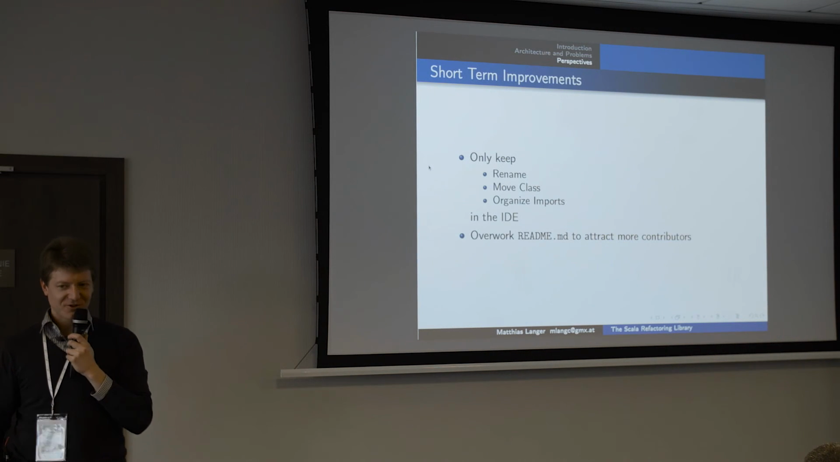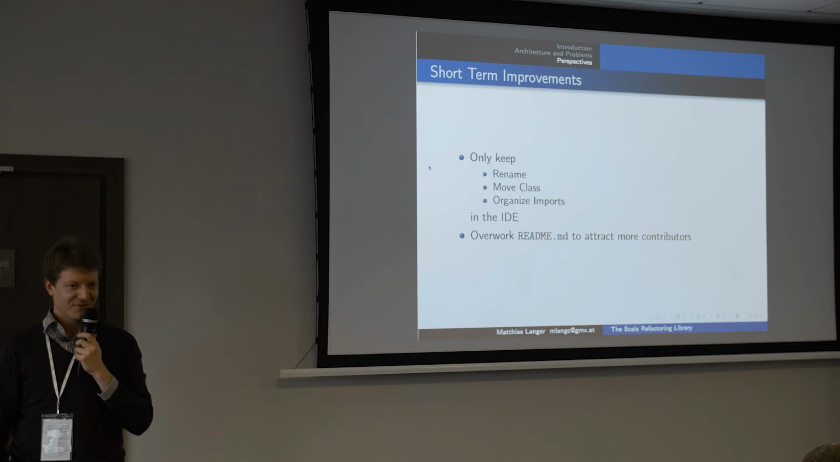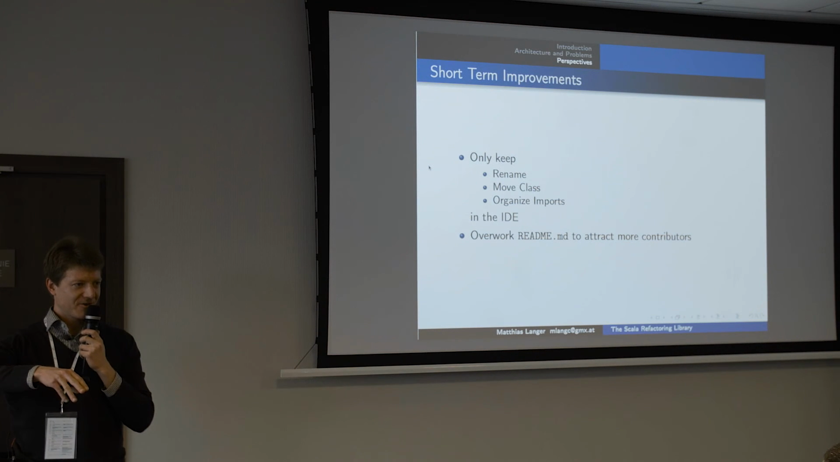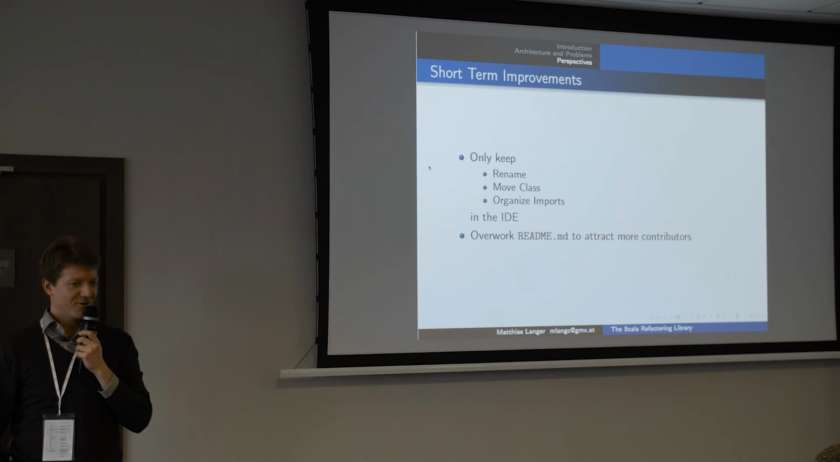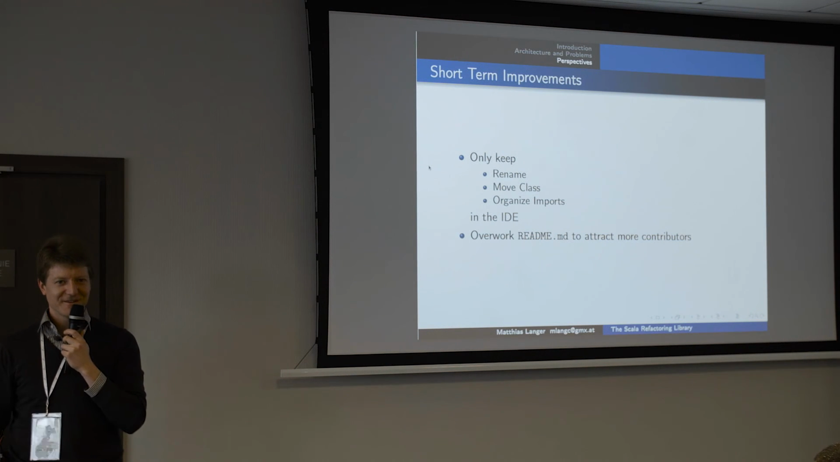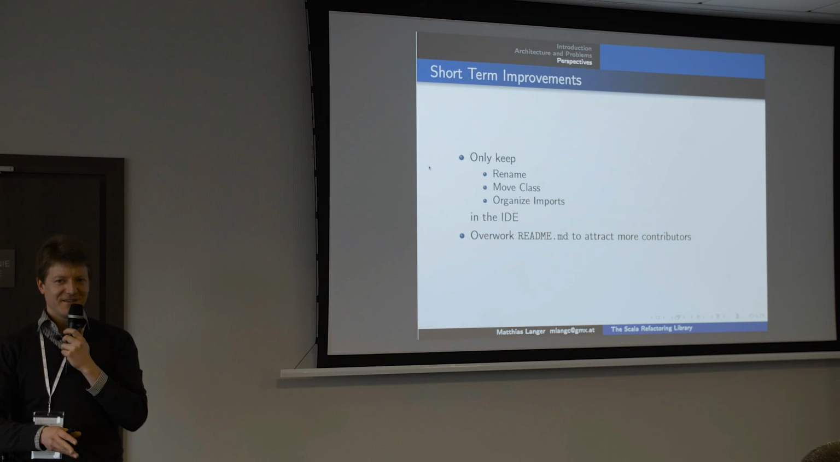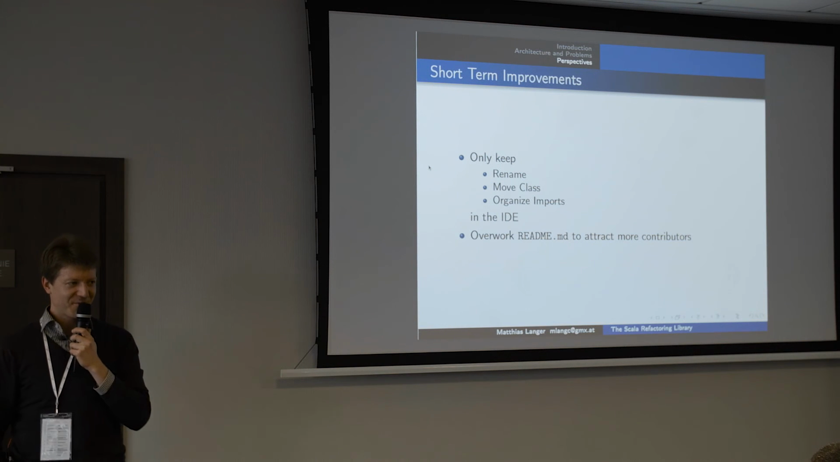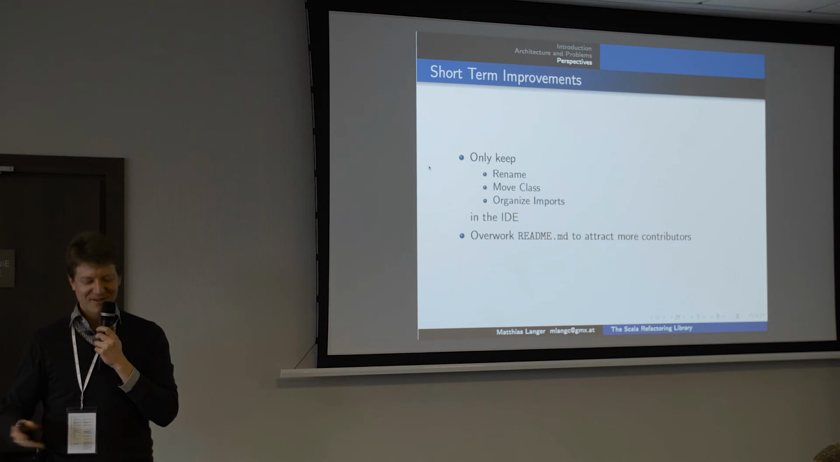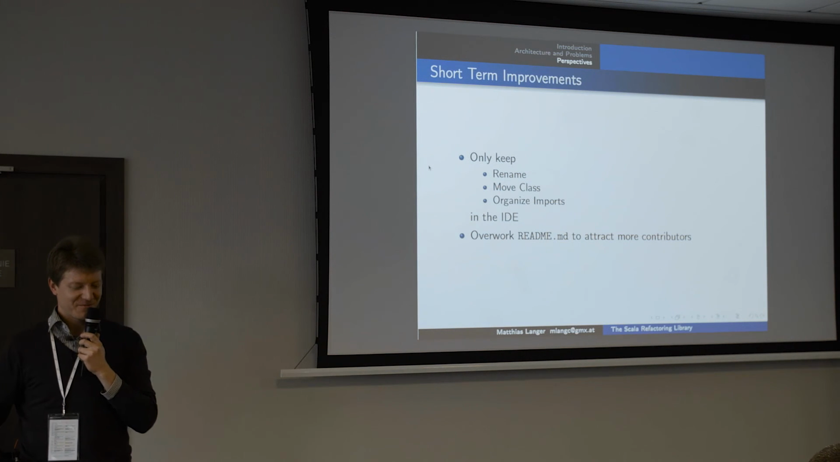There are also some short-term improvements I would like to suggest. Scala IDE currently supports lots of refactorings in the context menu, and I think they're almost all completely unmaintained. I think we should just remove them and only keep rename, move class, and organize imports, because even these refactorings are buggy enough, but the other ones are, I guess, just not usable. And we could also rework the README on GitHub to attract more contributors.